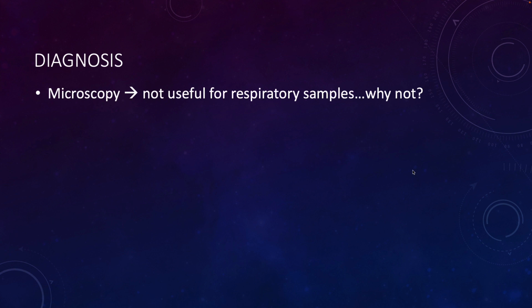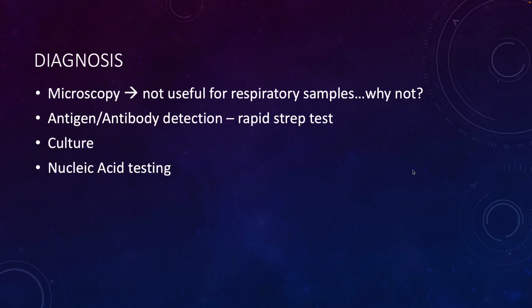Now, generally, microscopy is not useful, especially for respiratory samples. So I want you to reflect on why you think that might be. Why would microscopy of respiratory samples maybe not be useful? Group A strep or Streptococcus pyogenes can be diagnosed through antigen antibody detection. There are rapid strep tests that are available in clinical settings. So if you present to, for example, urgent care, or to your primary care physician, or even to the student health center, they should be able to do a rapid test and tell you within 20 to 30 minutes whether or not you've got strep throat.